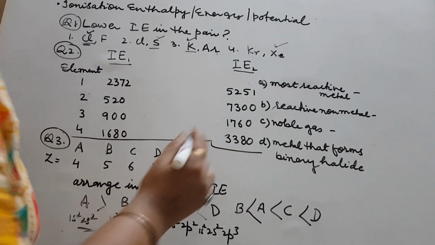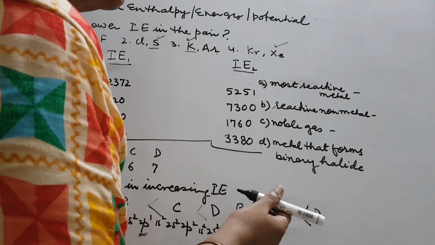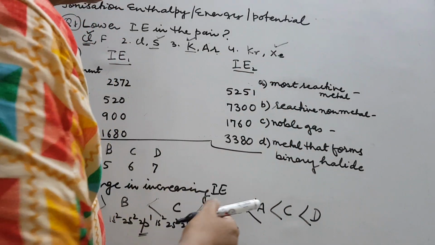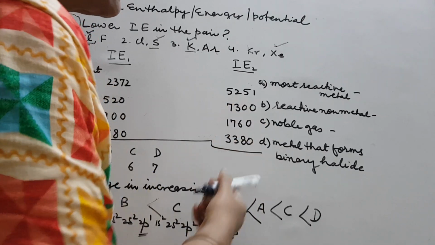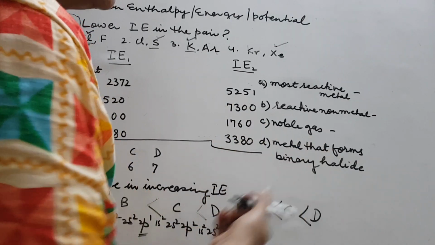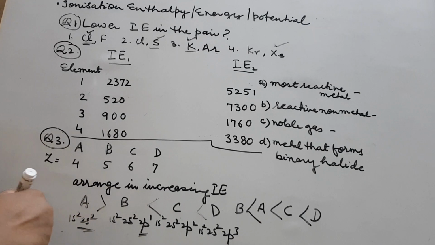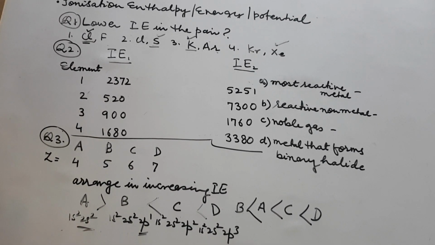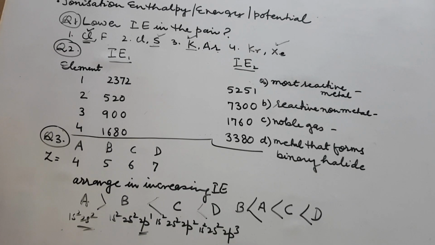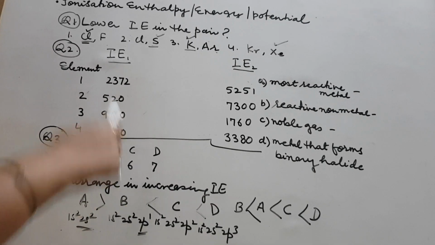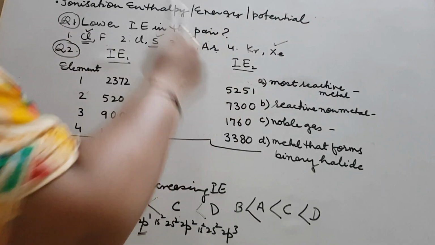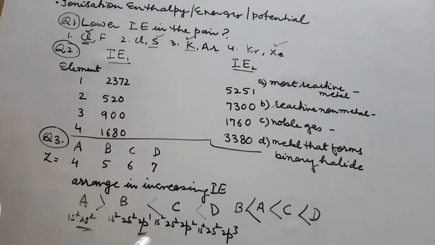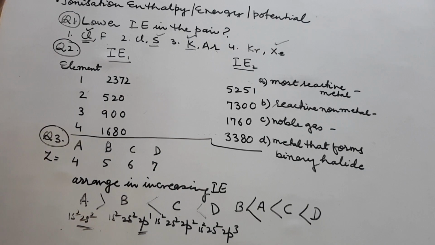Now they are saying you have to find out most reactive metal, most reactive non-metal, noble gas, and metal that forms a binary halide. Now children, out of these 4, naturally 1 for each. When they give you a question of multiple choice, you have to take the most appropriate choice out of those only. What all is given, out of those you have to get the most appropriate choice.